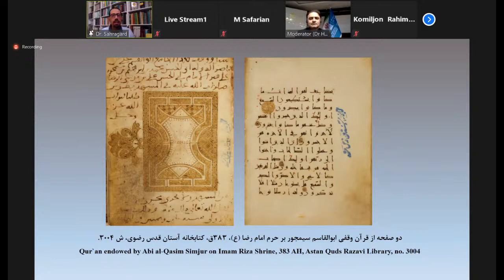This Abul Qasim Quran is a member of the Sinjur family who helped a lot with politics. And based on historical evidence, this guy governed Khorasan and Neyshabur, which was the capital of his government. He dedicated it to the shrine of Imam Reza. And you have the name under it.